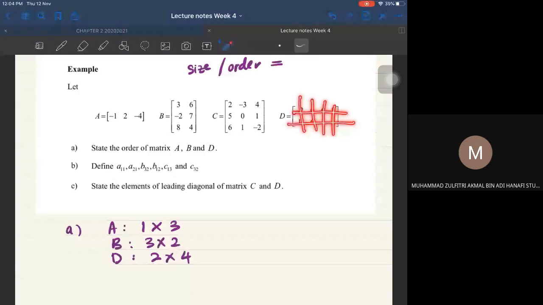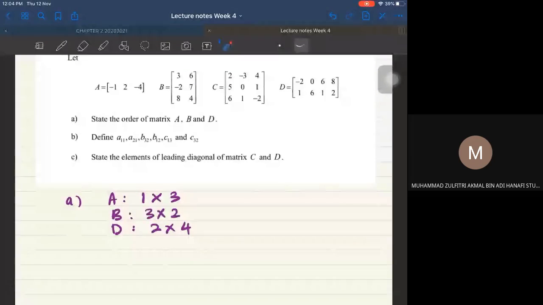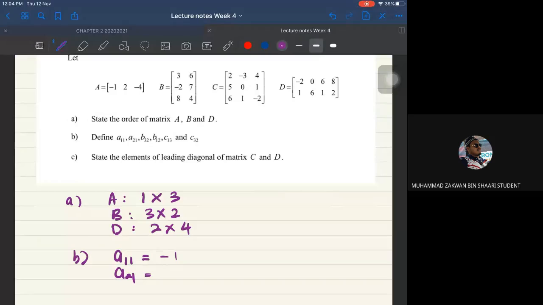Okay. So for part B, you were asked to define the element. For matrix A, so the element of A11. So the element of A11 is equals to -1. So A21 is equals to apa elemen untuk A21? Ada ke tak? Ada 2. Tak ada. 21, bila kita kata A21, 2 ni row, 1 ni column.